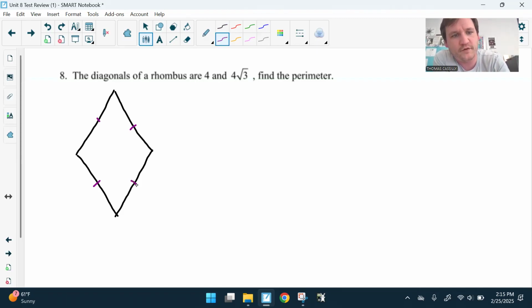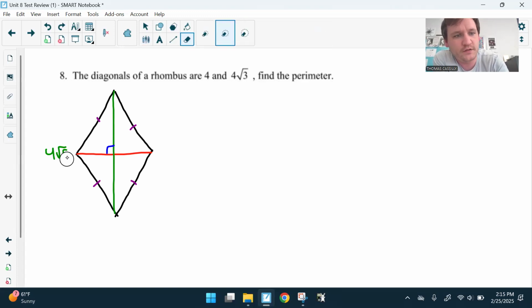All right, so that's what we have. Now, we have a diagonal and we have another diagonal. The diagonals in a rhombus are perpendicular. That is going to be very useful for this problem. Now they tell us that one of the diagonals is 4 square root of 3. I kind of ran out of room, so I'm going to write this on the outside. 4 square root of 3.